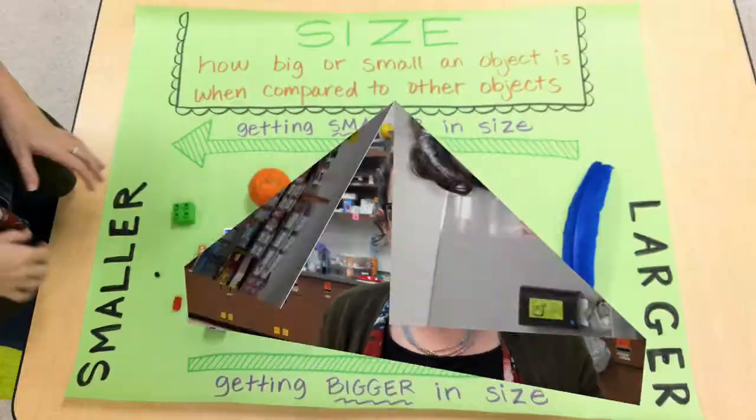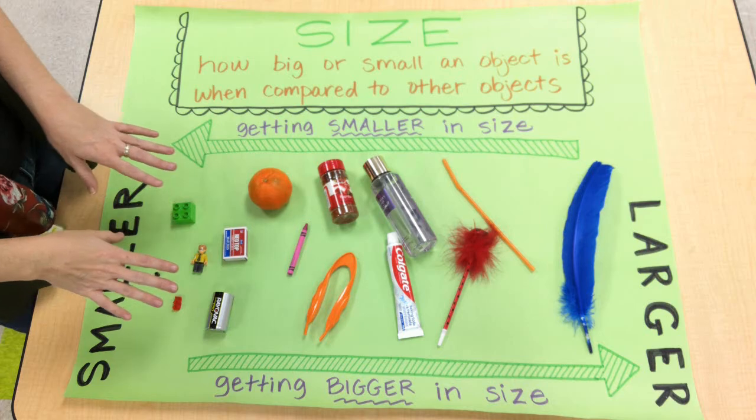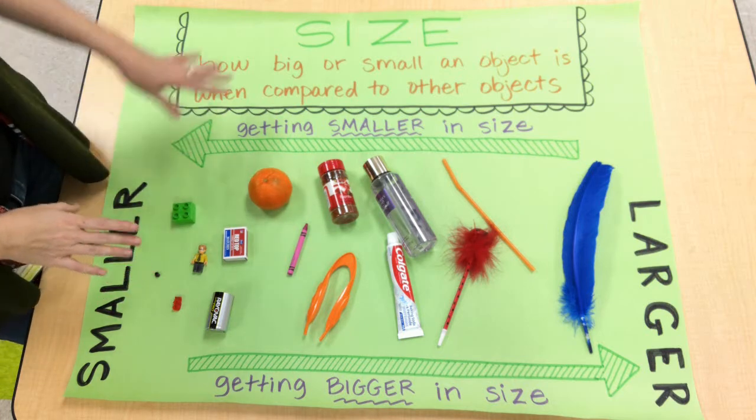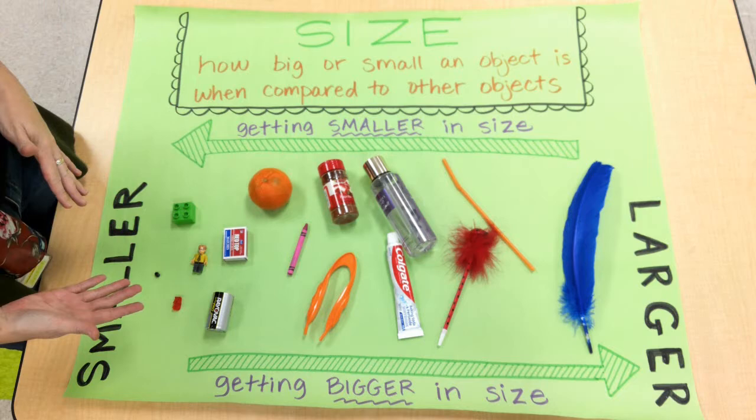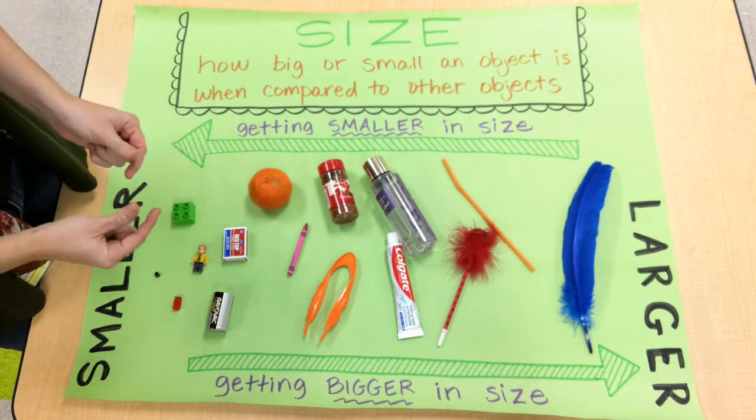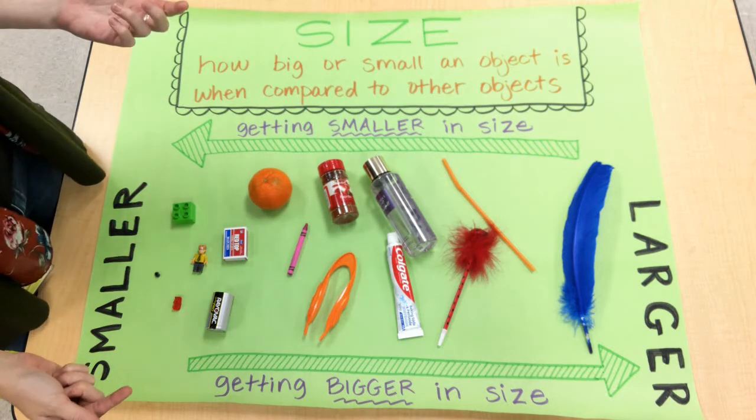Take, for instance, the size of my eyes. Well, they are smaller than the size of my ear. But my ear is smaller than the size of my head. So my eyes would be the smallest, my head would be the biggest or the largest, and my ear is kind of a size in between. So these are the items that we're going to be looking at and comparing in regards to the size that they are. So how big or how small they are when you put them side by side with other objects.